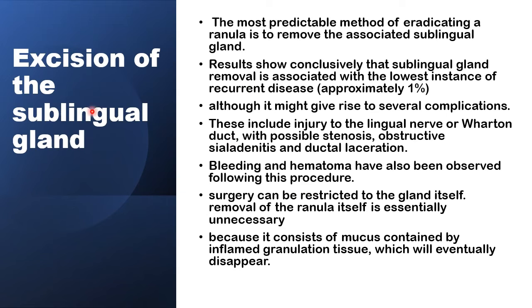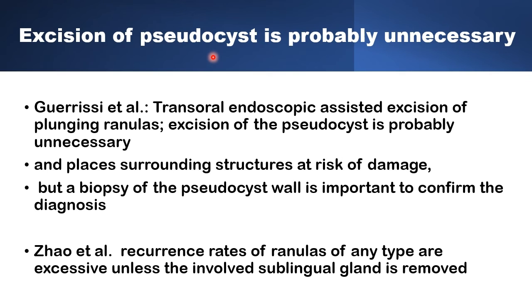And once the sublingual gland itself is removed, it's no longer important to remove the ranula cavity itself, because once the sublingual gland is removed, the constant flow of saliva that feeds into the ranula stops, and the cavity itself would involute spontaneously and eventually disappear. This notion was confirmed by several authors, that excision of the pseudocyst forming the ranula is probably unnecessary once the ipsilateral sublingual gland is excised.